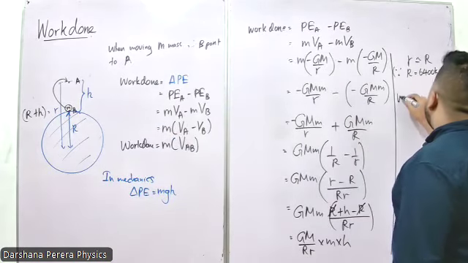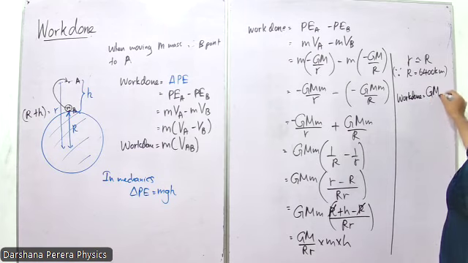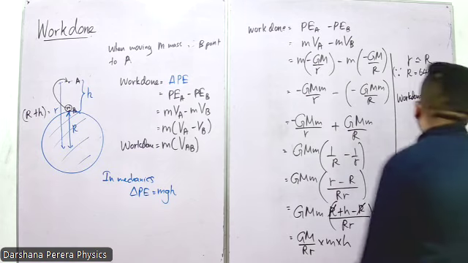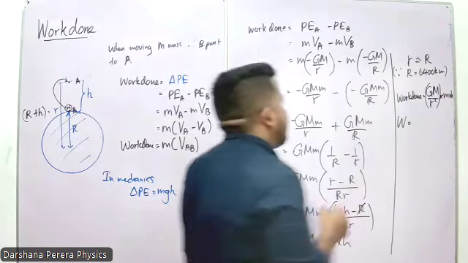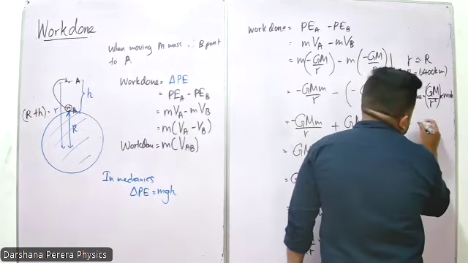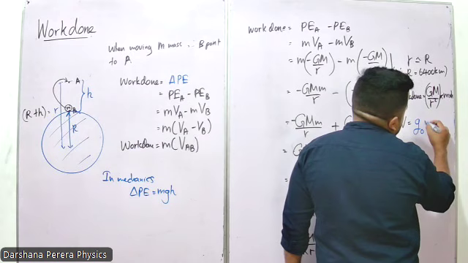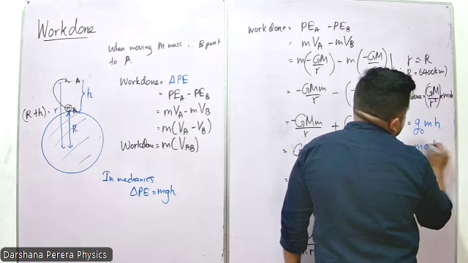Therefore work done GM over r square into m into h. So I can write, I take a work done W equals to Gm over r square mean what? The gravitational field intensity near the earth. G naught m h. So mg naught h.